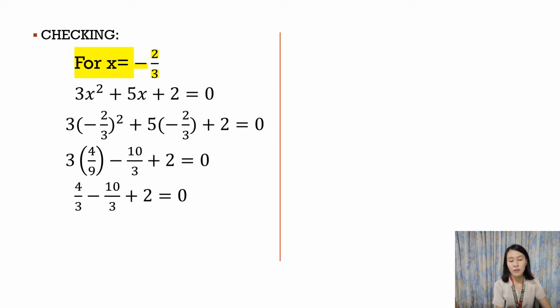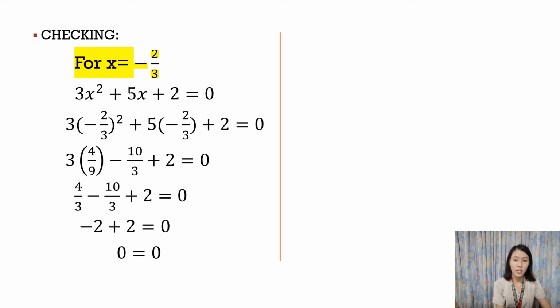Now perform the indicated operation. We will have 4/3 minus 10 over 3 plus 2 is equal to 0. Now perform the indicated operation. Negative 2 plus 2 is equal to 0. 0 is equal to 0. Therefore, negative 2/3 is the correct answer.